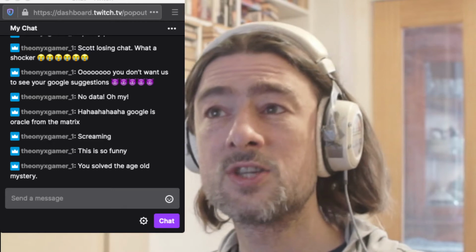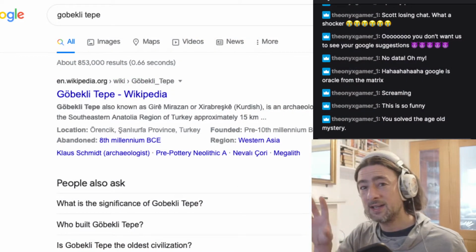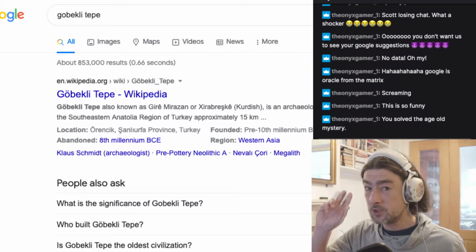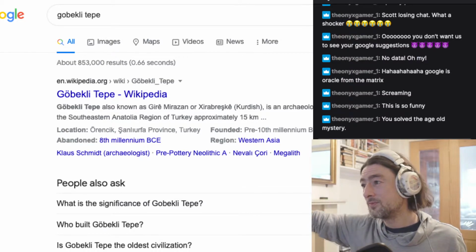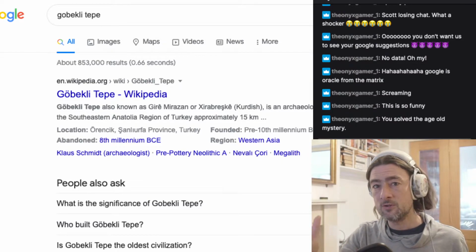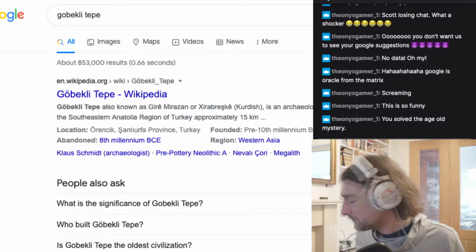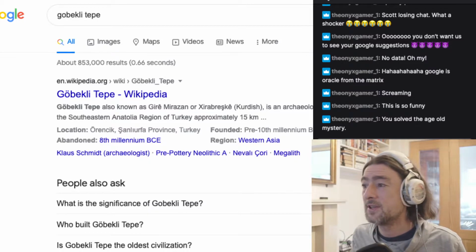It can fix your spelling. If you spell it correctly and it's not the most popular word, if it's a more casual, not so understood word, then Google will still try and fix that for you, even if you've got it correct. Anyway, Göbekli Tepe here, look. It's an archaeological site. It says, we're happy that it says that.